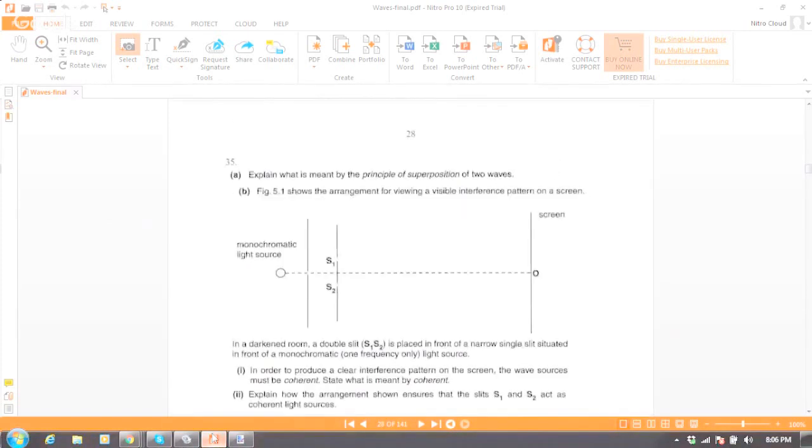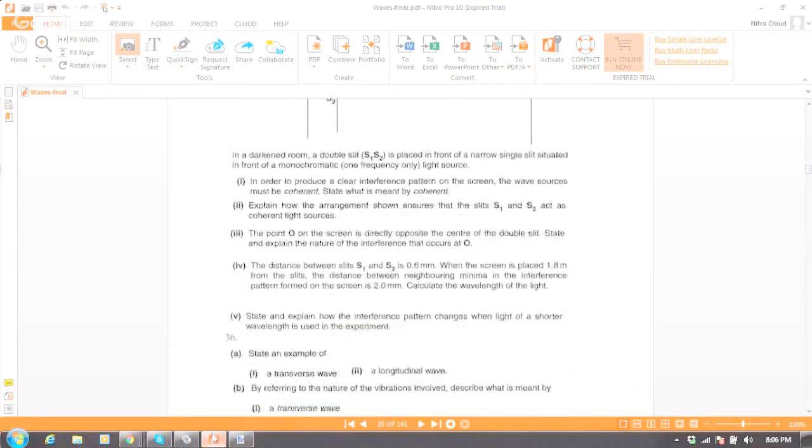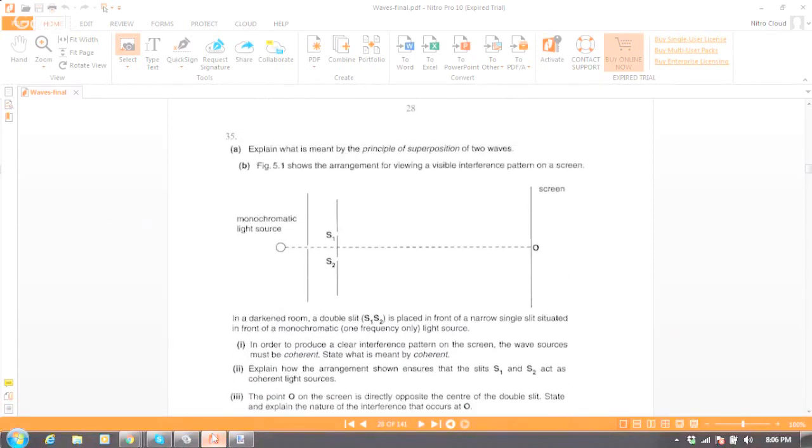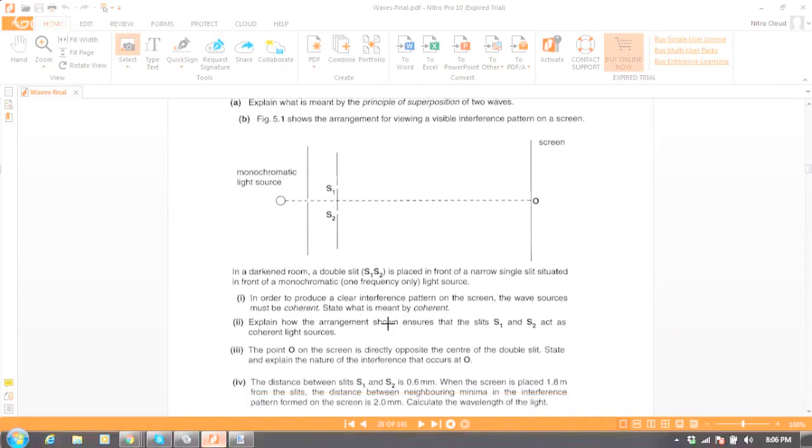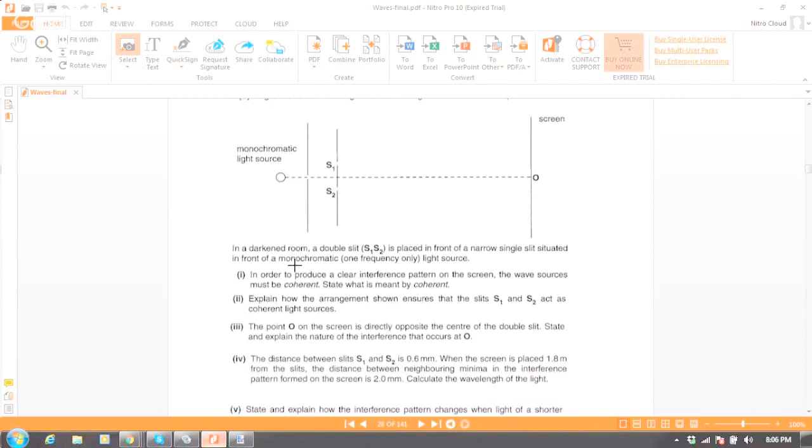35 Part B. Okay. The figure shows the arrangement for viewing a visible interference pattern on screen. S1, S2, given in a dark room, we performed this. In order to produce a clear interference pattern on the screen, the wave sources must be coherent. We know the definition of coherent. Second part is explain how the arrangement shown ensures that the slits S1 and S2 act as coherent light sources.